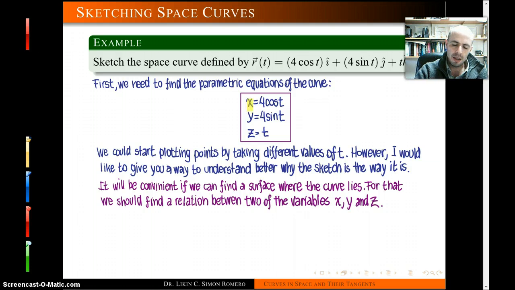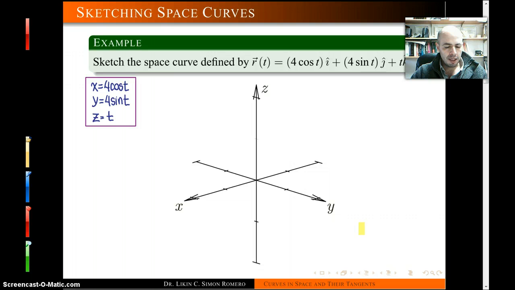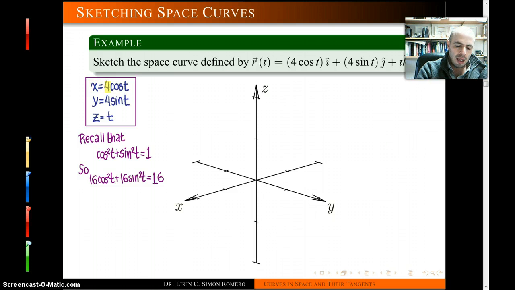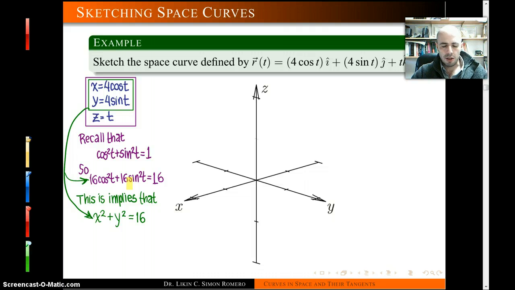In order to do that, we're going to try to relate two of these three variables in this particular case. So let me just start with this. Notice that x and y have trigonometric functions, and we know a certain property about these, that cosine squared plus sine squared is equal to 1. Now notice that here we have 4 as the coefficient of the cosine and the sine. So if we square these, we obtain 16 cosine squared of t plus 16 sine squared of t is equal to 16. So that means that x squared plus y squared is equal to 16.